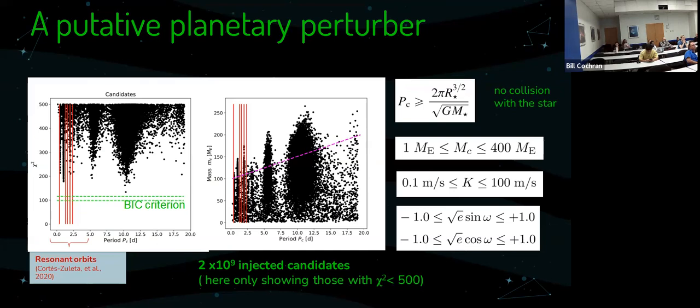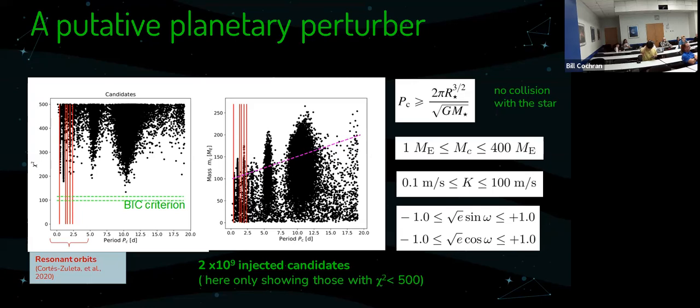So basically, the mass of this second planet, the putative perturber, had to be between 1 and 400 Earth masses, which is what the residuals of the radial velocity gave us in the slide before. And this is the amplitude of the radial velocities between 0.1 meters per second, below which we cannot go because of the error bars, up to 100 meters per second. At 100 meters per second, we should be able to see a perturber that is causing such an amplitude.